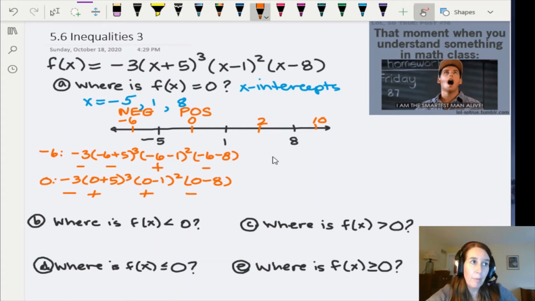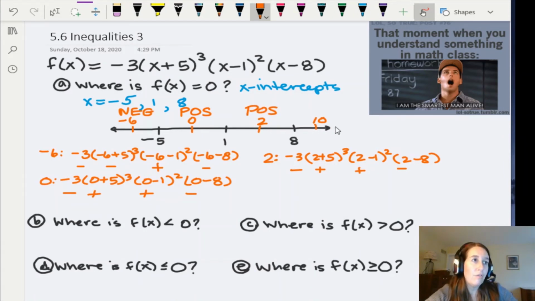All right, now I'm going to put in the number 2. -3 times 2 plus 5 cubed times 2 minus 1 squared times 2 minus 8. So there's a negative out here. This is a positive. This is a positive. And 2 minus 8 is a negative. So I'm seeing 2 negative signs again, so this is again a positive.